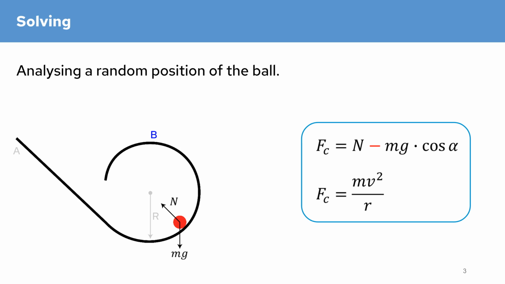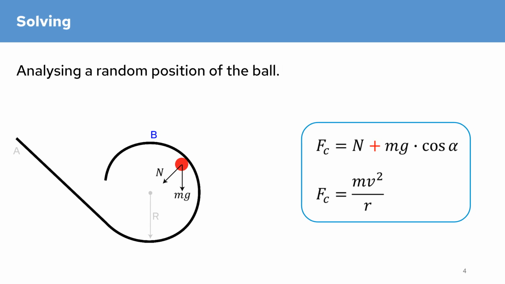Fc equals the normal force minus mg cosine alpha. Alpha is the angle between the gravitational force and the normal force. And already we know from the theory the centripetal force equals mv squared over r. R is the radius of the track.